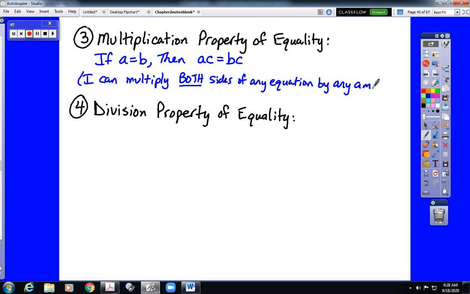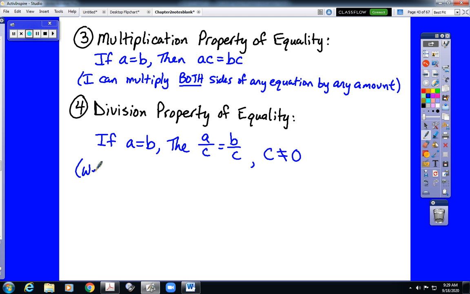As long as we keep it balanced, as long as whatever we do to one side, we do to the other. Now, division does have a slight caveat. It is written exactly the same way. If A is equal to B, then A divided by C is equal to B divided by C. Except, since we're not allowed to divide by 0, we have to add the small detail that C is not allowed to equal 0.